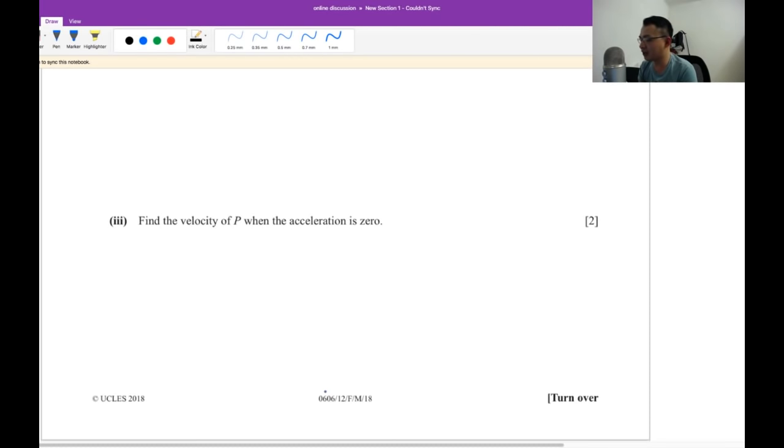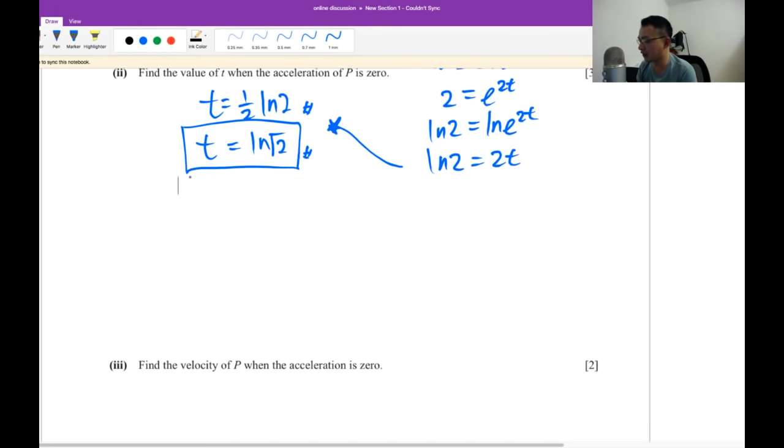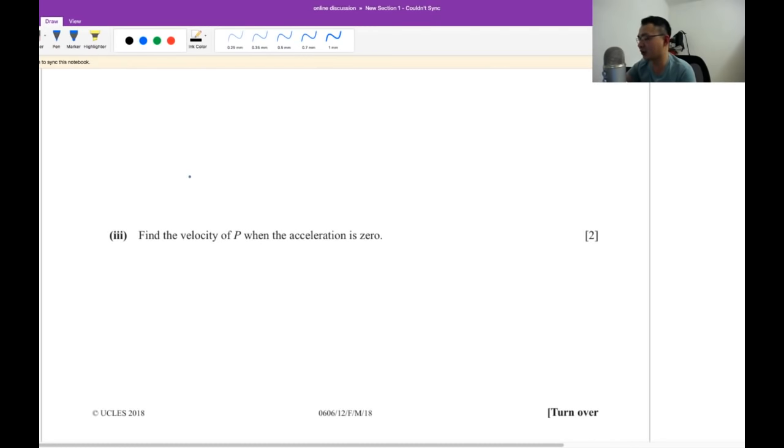Okay, find the velocity of p when acceleration is 0. When acceleration is 0, you already get the time equals ln square root 2, right? Now they ask you to find v. You just substitute the value back into the v. What's this equation of v again?